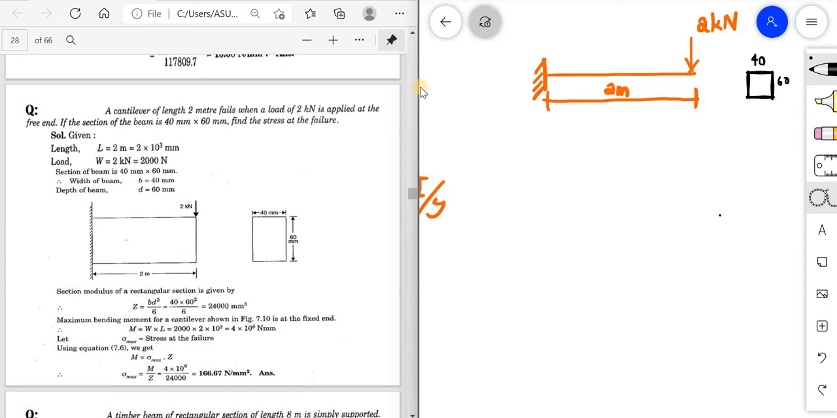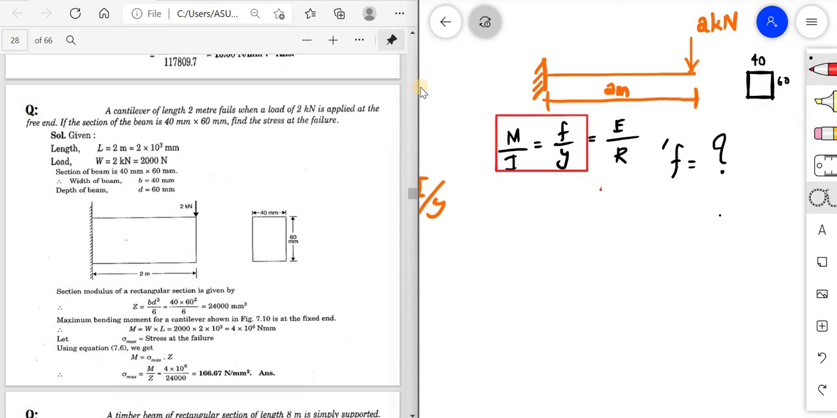First, you have to write the bending equation. So what is the bending equation? I know that M by I is equal to F by Y is equal to E by R. This is my equation. From this, which is the term I have to find out? Here I have to find out the stress. Stress means F, so F is the unknown. Since E, Young's modulus, is not given and R is not given, I am going to take these two terms.